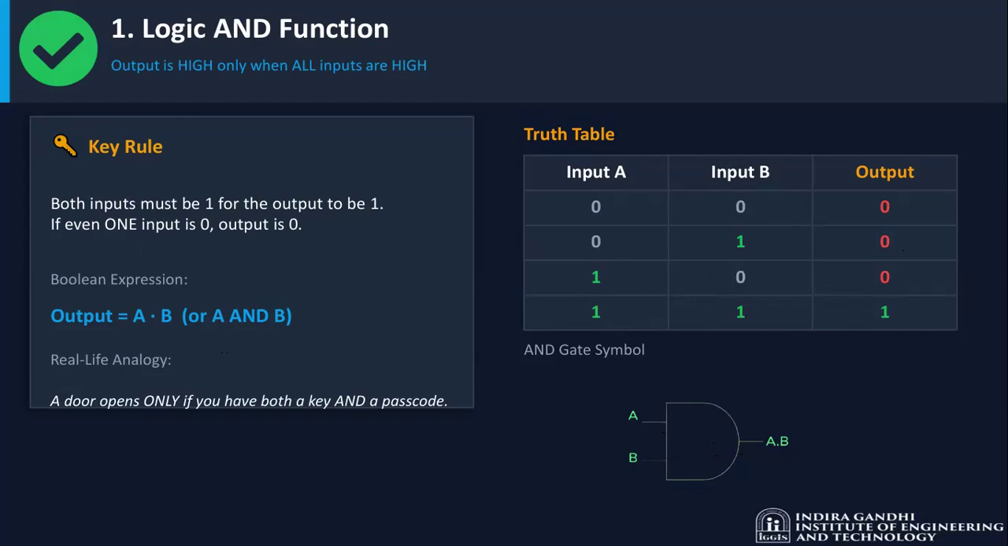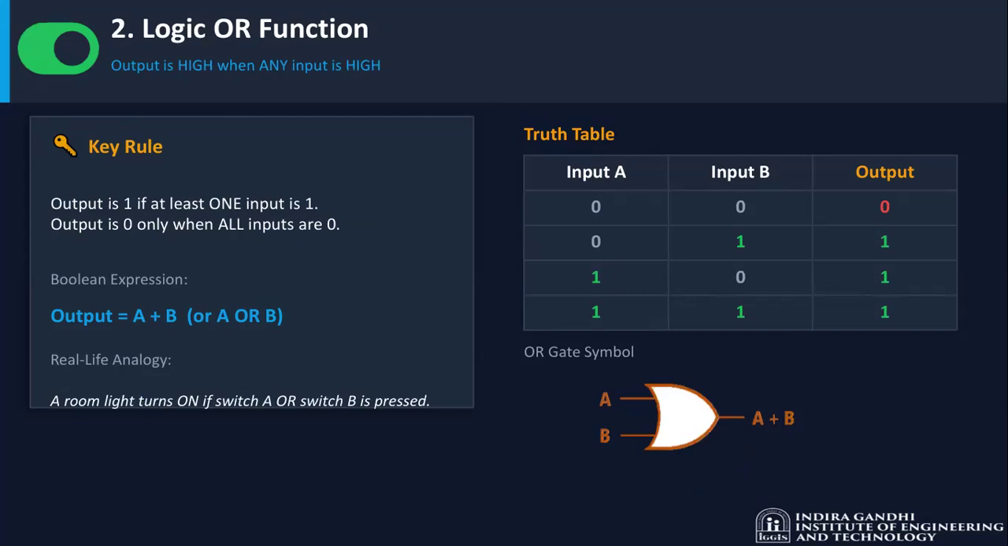So think about a security door at a bank. It opens only if you have both a key and a correct passcode. If there is no key, it stays locked. No passcode, it is locked. Both together, it will be open. That is AND. So can you see how logical that is? AND means you need everything to be true.